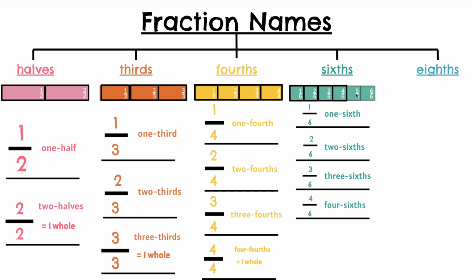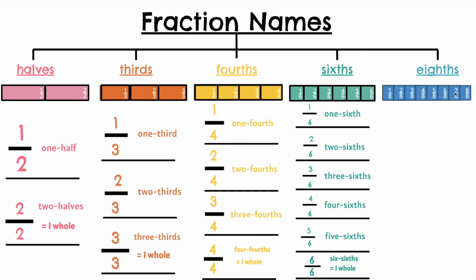And let's add another sixth. And now we have 1/6, 2/6, 3/6, 4/6, 5/6. And let's say we have all 6 parts of this whole. We have 6/6. And if we have all 6 parts of this whole thing, then we have 1 whole.